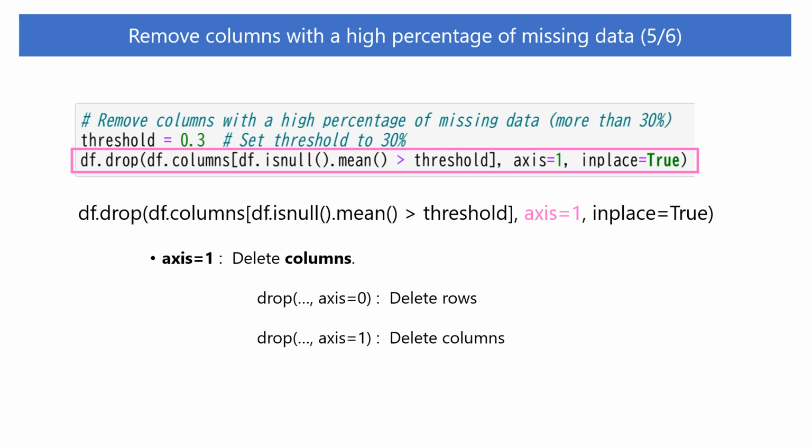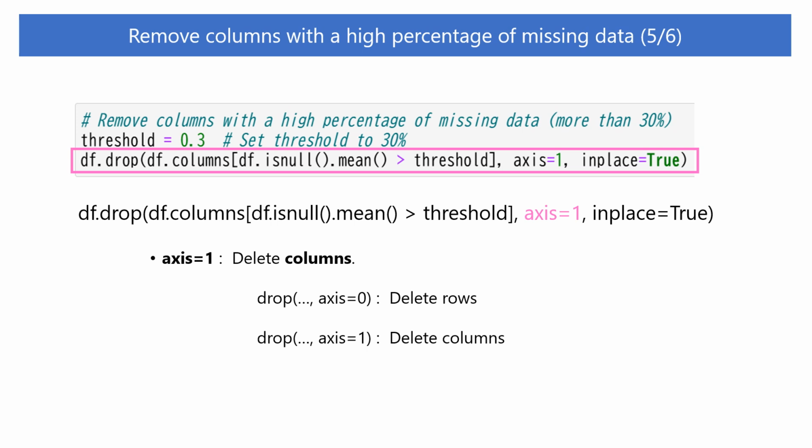Next, set axis to 1 within the drop, outside of the square brackets. This sets axis equals 1 for the drop method. Setting axis to 1 in the drop method will delete columns. The default setting is axis equals 0, which deletes rows. In the code for deleting rows we looked at above, we did not set the axis for drop, so the default axis equals 0 was automatically set, and the rows were deleted.